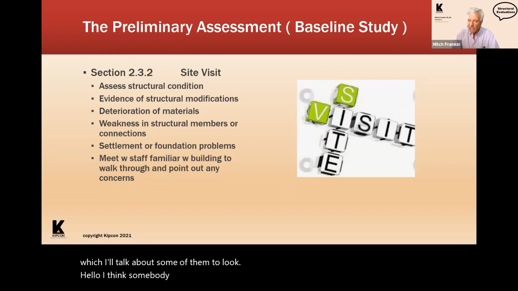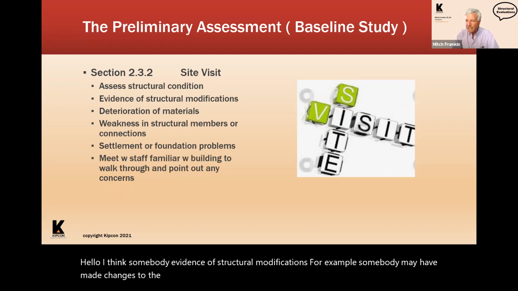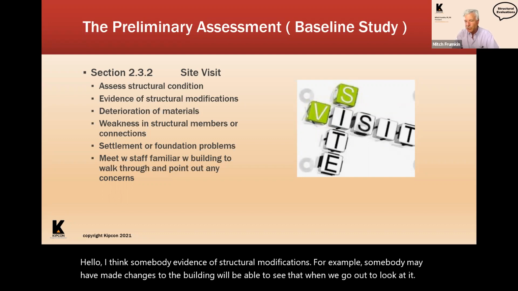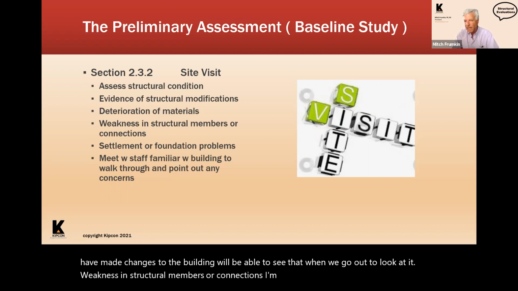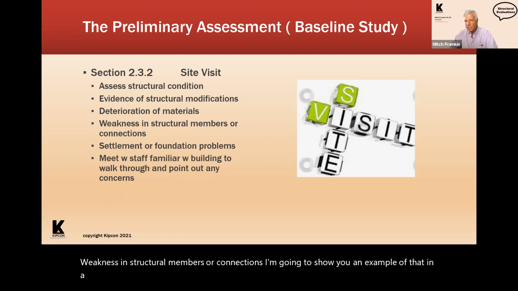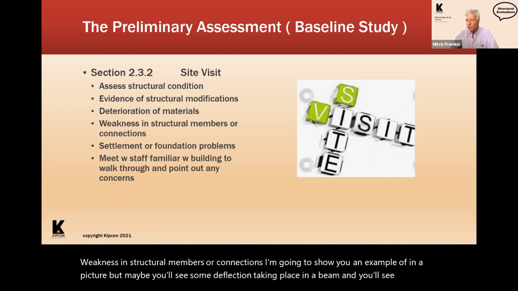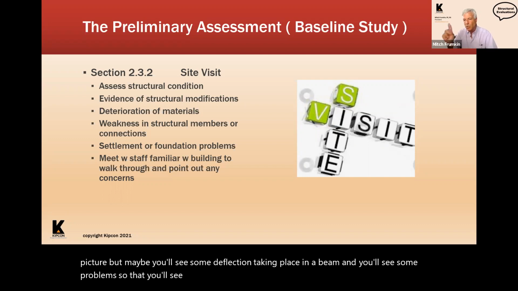Evidence of structural modifications. For example, somebody may have made changes to the building. We'll be able to see that when we go out to look at it. Weakness in structural members or connections. I'm going to show you an example of that in a picture, but maybe you'll see some deflection taking place in a beam and you'll see some problems, so that you'll see weakness in structural members or connections.